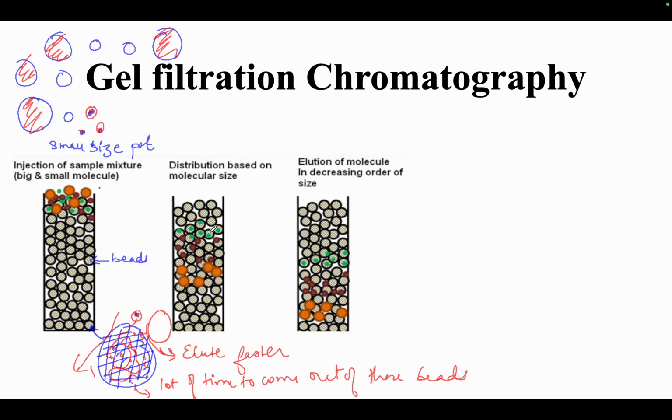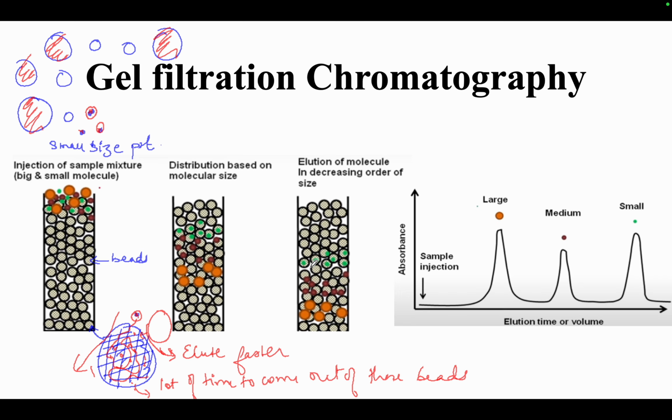As you can see here, the smaller green beads are still traveling inside these porous beads, and they will take a lot of time to come out. So the larger molecular weight will get eluted faster as compared to the average molecular weight, and the smaller molecular weight will elute last.